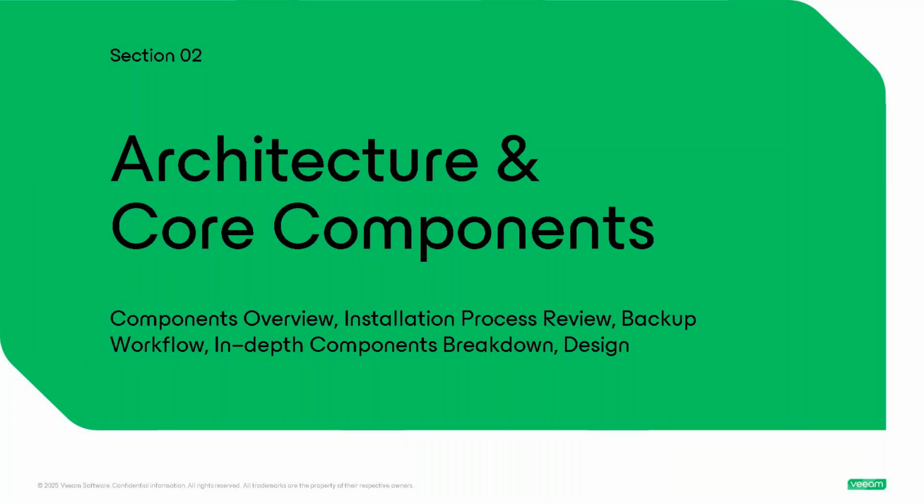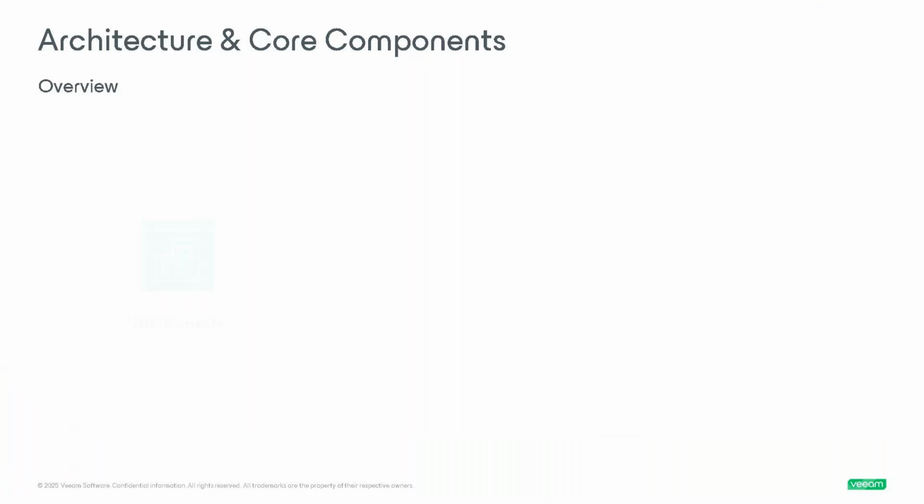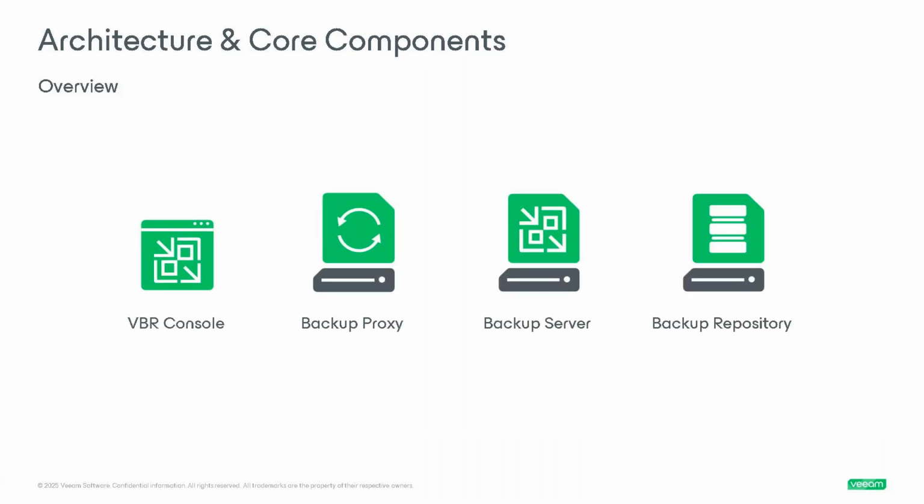So moving on to core components and architecture. If you were to install Veeam Backup and Replication today, these would be the 4 components that are by default installed all in one, and you would likely at least choose a different repository, but as you scale it, you probably have different servers for each of these roles.